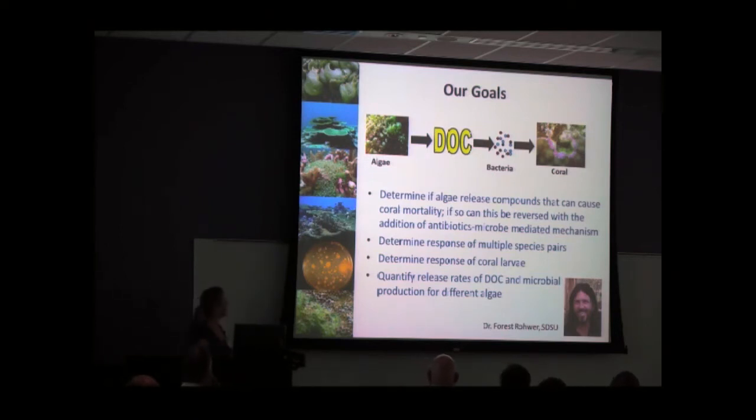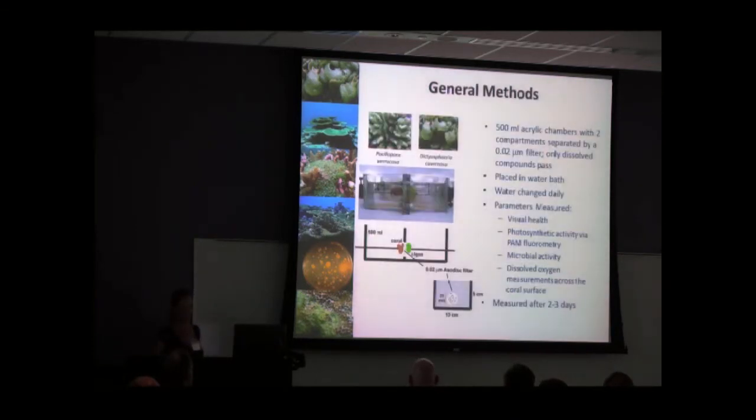We basically hypothesized that algae could release a compound, dissolved organic carbon, that could fuel bacterial activity and cause coral mortality. We tested this in a series of small-scale experiments. Subsequently, we've looked at the response of coral larvae to algal-released DOC, and we've also focused on quantifying the release rates of DOC and subsequent microbial production on several different species of algae.